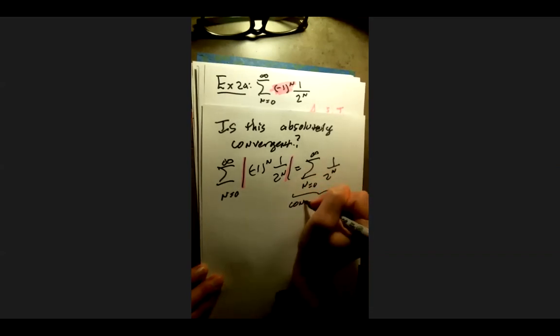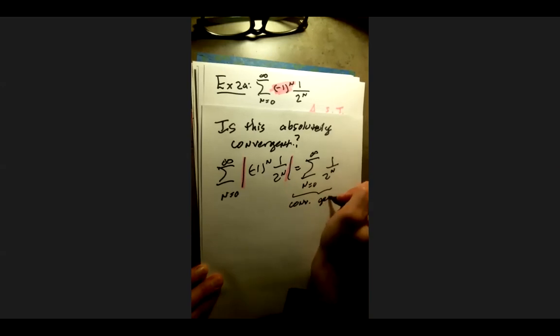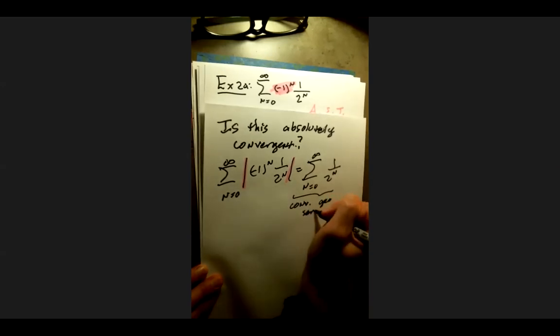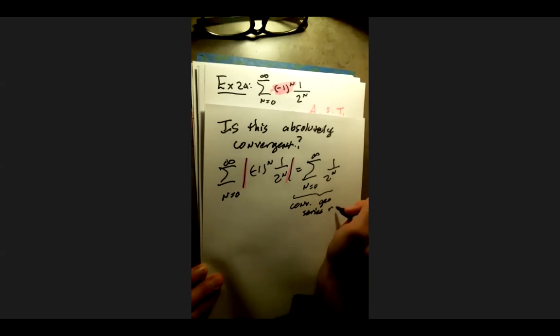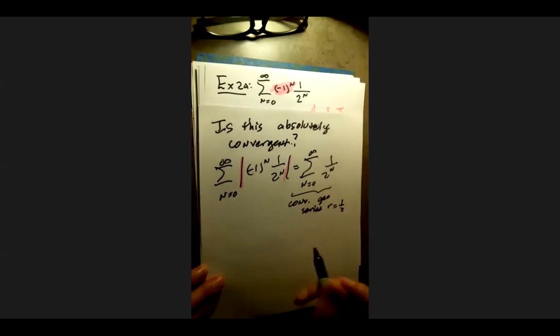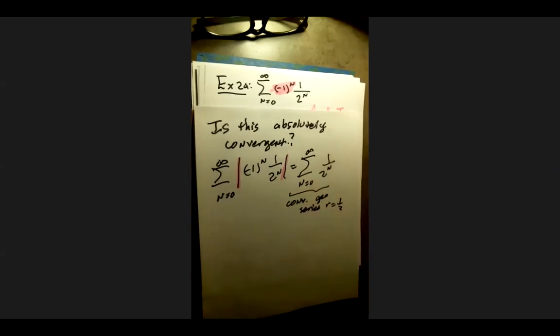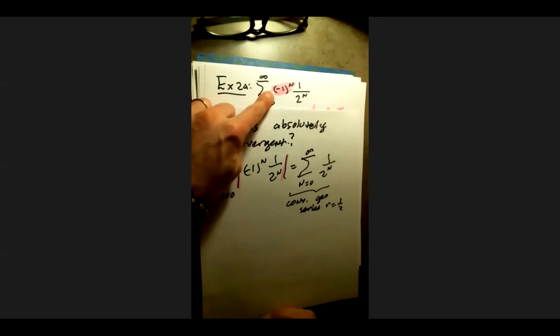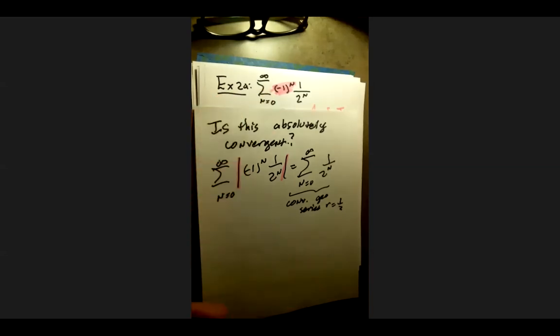So it's a convergent geometric series with r equals 1/2. In case you're wondering, yes, you could have come back up here at the start and written this as (-1/2)^n, which would be a convergent geometric series with r equals -1/2. So you could have done this all in one shot if you were so inclined.